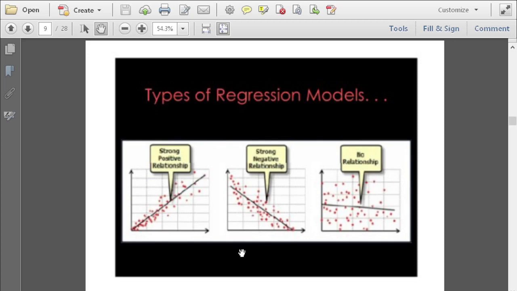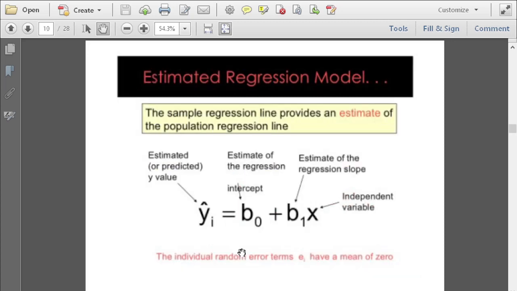of the independent variable towards the dependent variable. You can see the relationship, whether there is a negative effect or a positive effect. Okay? And here is the estimated regression model. It looks like this. The sample regression line provides an estimate of the population regression line. As you can notice, it is similar to y is equal to mx plus b.